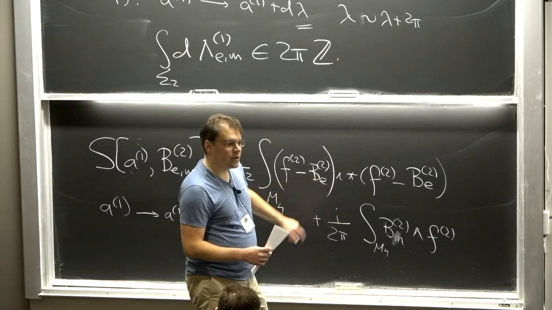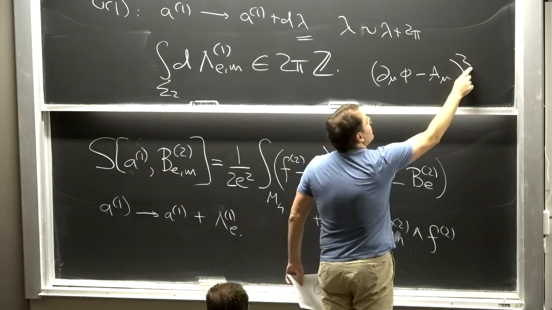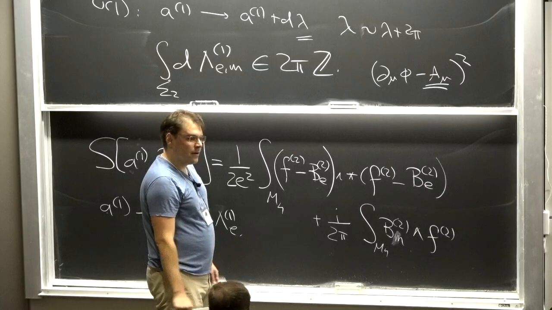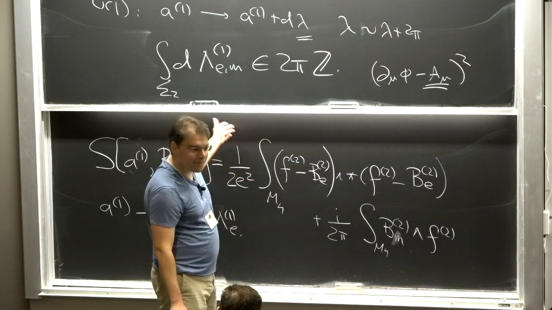You should think of this BE squared term as the analog of what happens in the compact boson, right? There's also an A squared, which serves exactly the same purpose. It's not symmetric between the two. That is more interesting, and that's where the anomaly between the electric and the magnetic symmetry will come from, just like in the compact boson. So we'll have more to say about that.